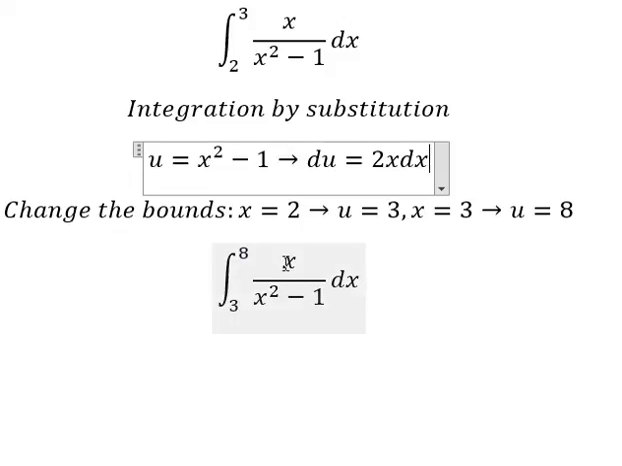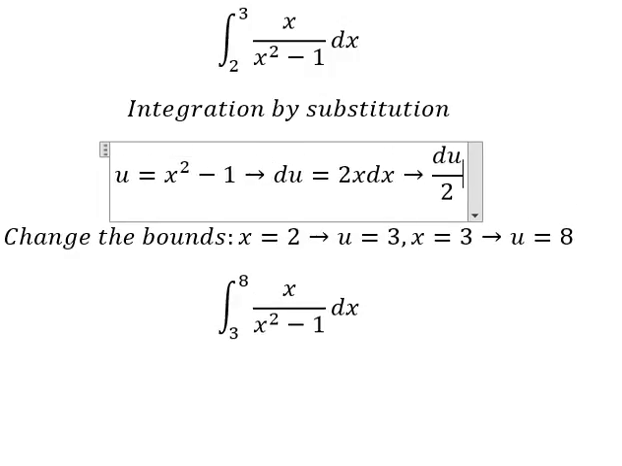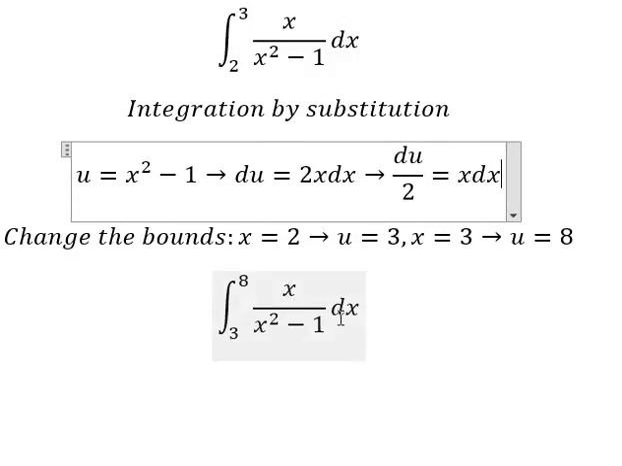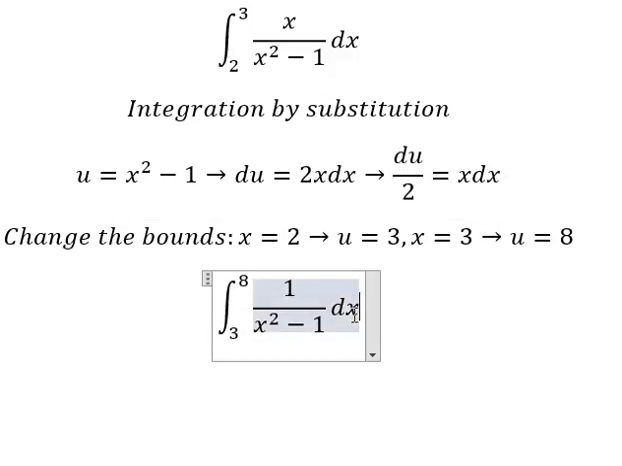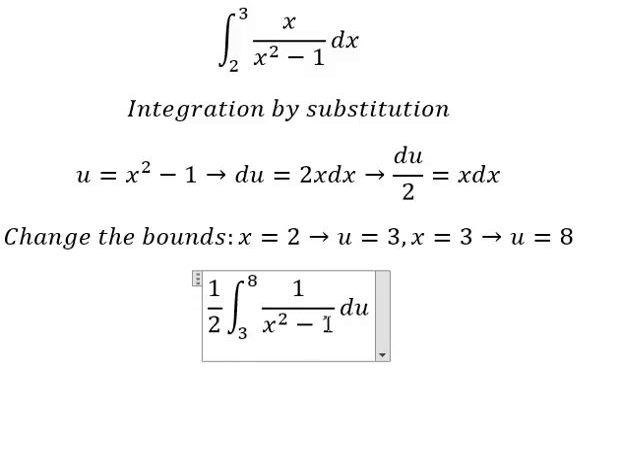So the next one, we don't have the number 2, so we need to divide both sides by 2. So s dx we change to du over 2. This one we change to u.